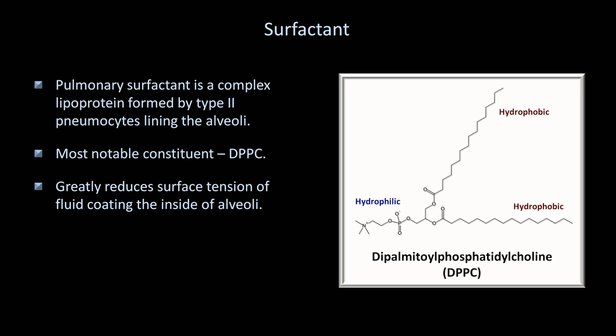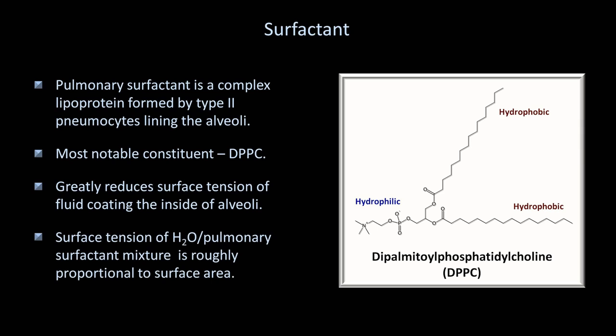Interestingly, unlike water, the surface tension of the mix of water and pulmonary surfactant is roughly proportional to the surface area over which it is spread. In other words, the power of surfactant to lower surface tension is most pronounced when the alveoli are smaller than when they are distended.